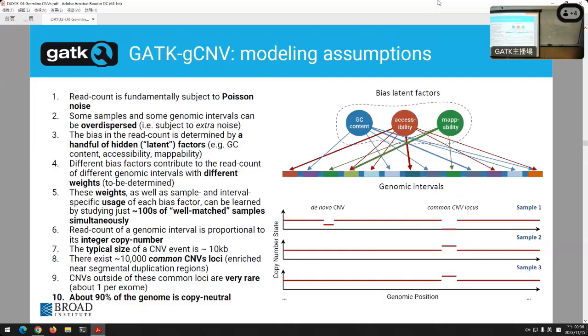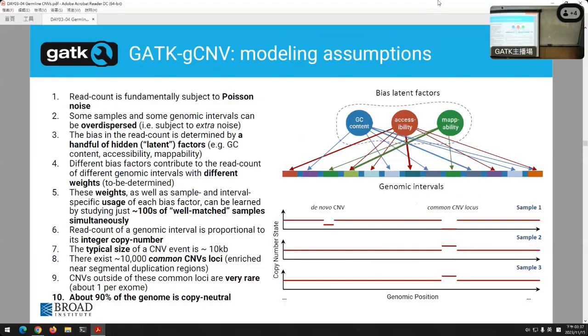Okay. Number 8 is talking about those recurrent CNV loci where copy number variation is actually quite common in the population. Remember, those repetitive regions can give rise to common copy number variants. On the bottom right hand figure, we see a common CNV locus where in multiple samples there are CNVs. There's a homozygous deletion, and there's a heterozygous duplication in 2 samples. So there's a lot of variation in copy number at that common locus.